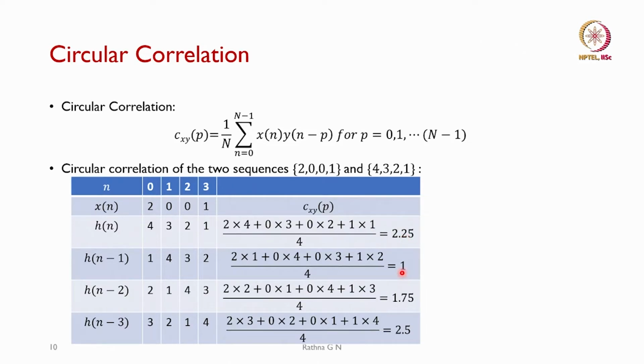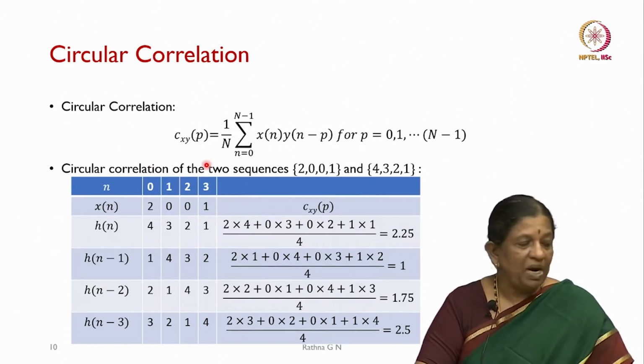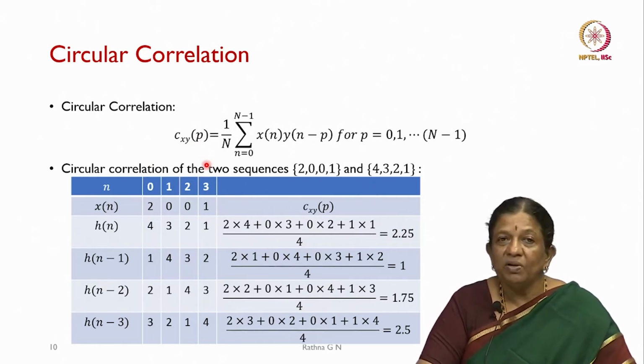So, to get linear correlation again, how are we going to implement it? This is one of the questions. How did we do linear convolution from circular convolution? By padding zeros. Here also you can pad zeros and then compute linear correlation from the circular correlation.